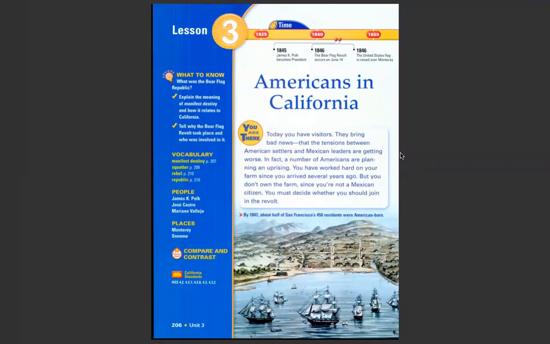You are there. Today you have visitors. They bring bad news that the tensions between American settlers and Mexican leaders are getting worse. In fact, a number of Americans are planning an uprising. You have worked hard on your farm since you arrived several years ago, but you don't own the farm since you're not a Mexican citizen. You must decide whether you should join in the revolt. So here it says in 1847, about half of San Francisco's 450 residents were American born.